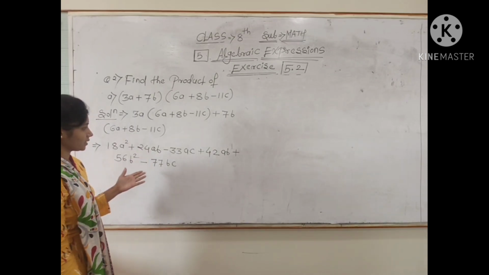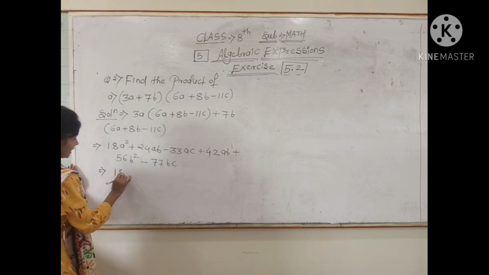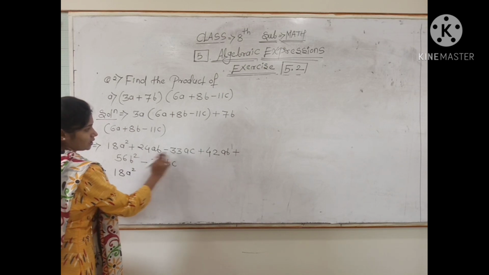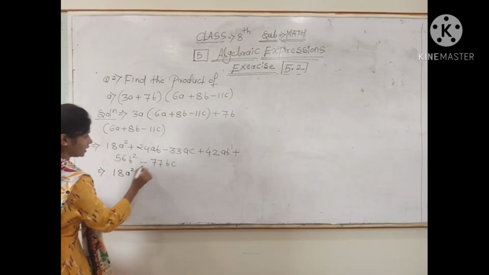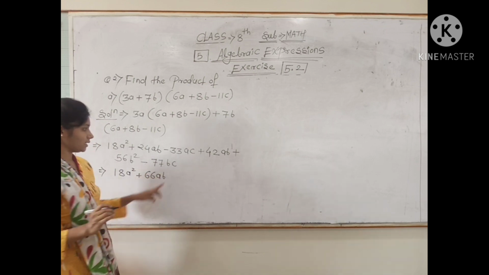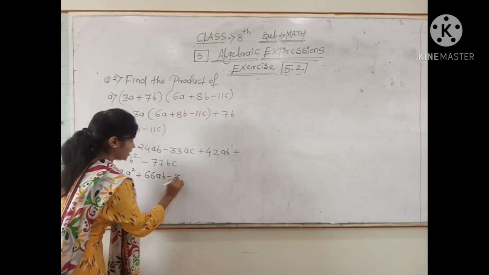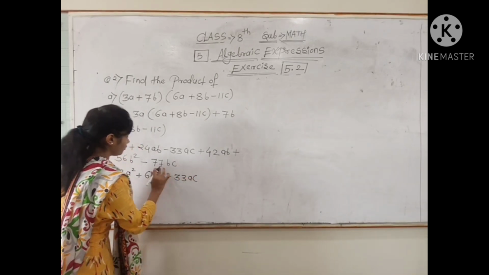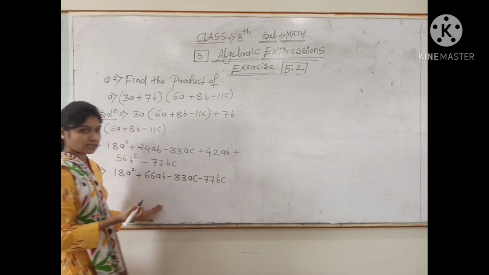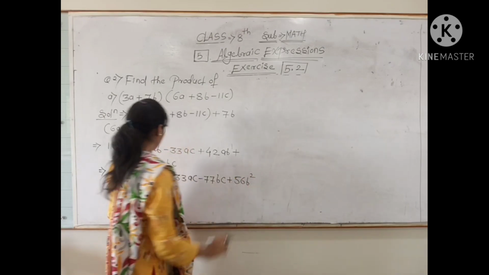So we have to collect the like terms and solve them. Then 18a square, there is no like term, so write as it is, 18a square. Then 24ab has a like term, 42ab. So what is that? 24 plus 42 is what? 66ab. After that, minus 33ac, there is also no like term, so write it as it is. After that, minus 77bc is also a single term with no like term, and last is plus 56b square. This is the answer.